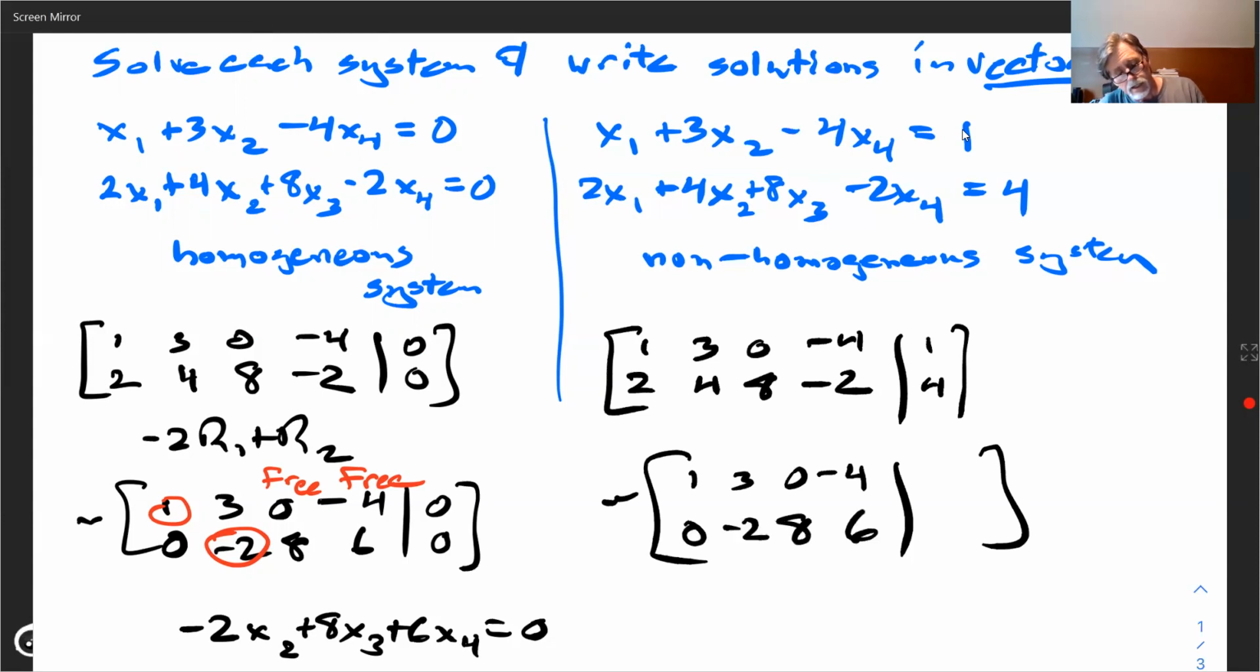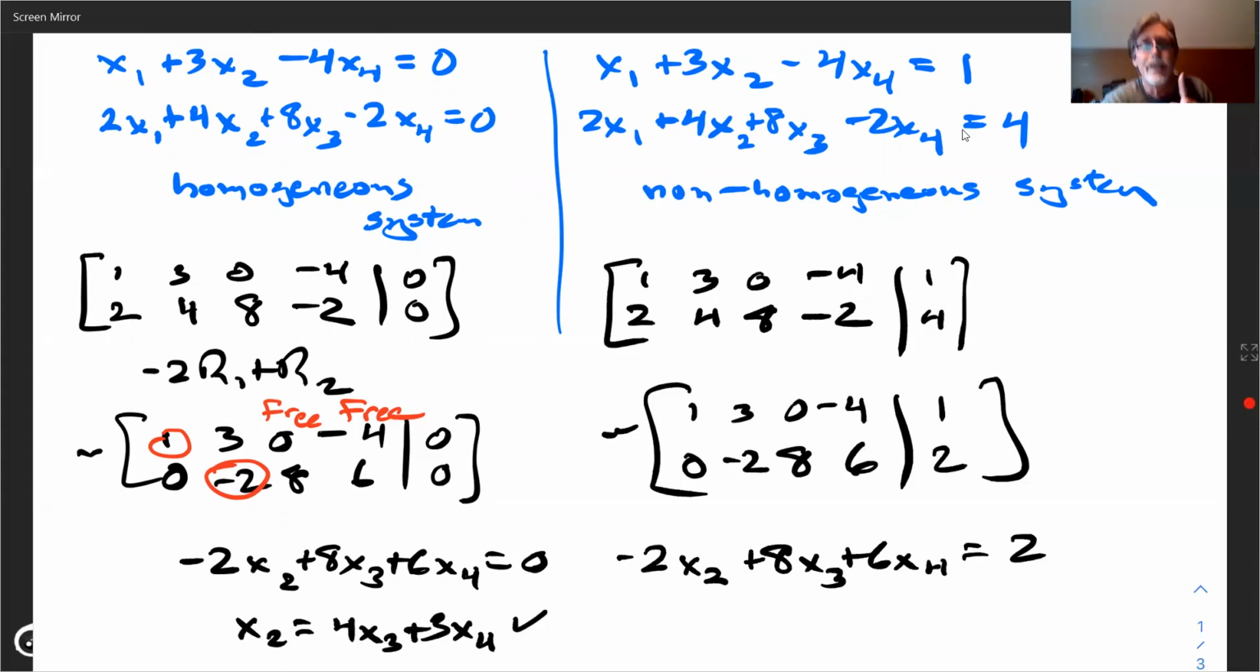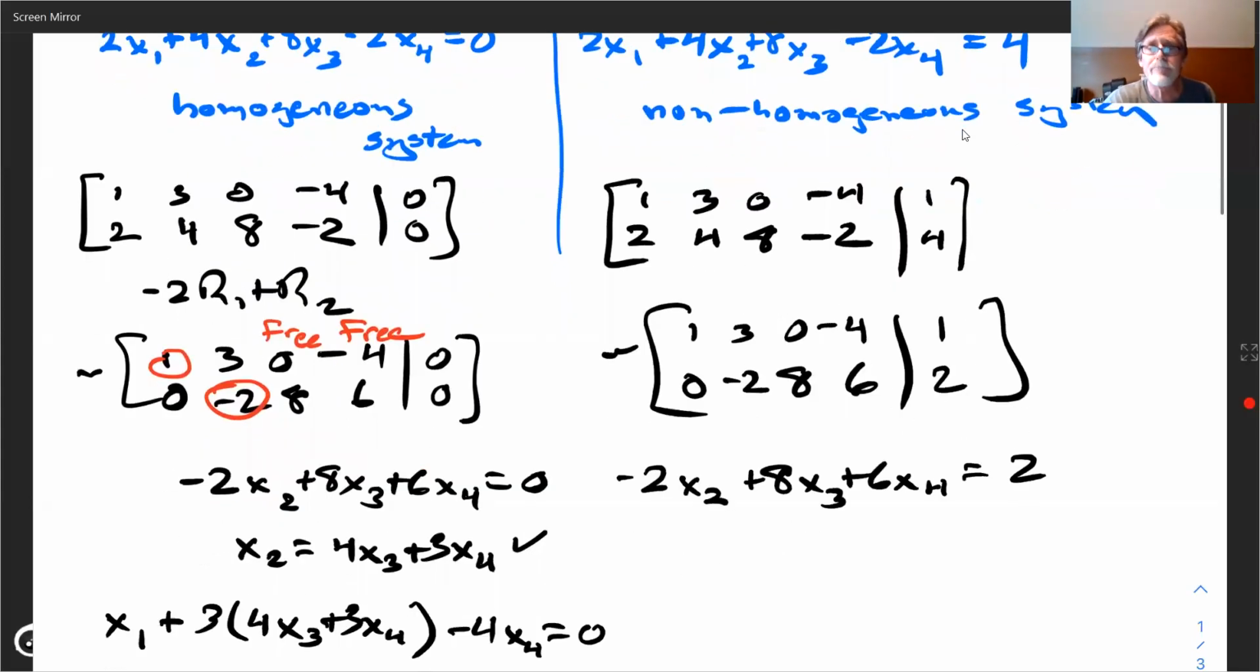But this time it's negative 2 times this guy. We've got to have a 1, and now we have a 2. Okay, so when we do the bottom row, it's minus 2 x2 plus 8x3 plus 6x4 is equal to not 0, but 2 this time. Look at the difference between homogeneous and non-homogeneous. You don't have zeros over there, you have numbers.